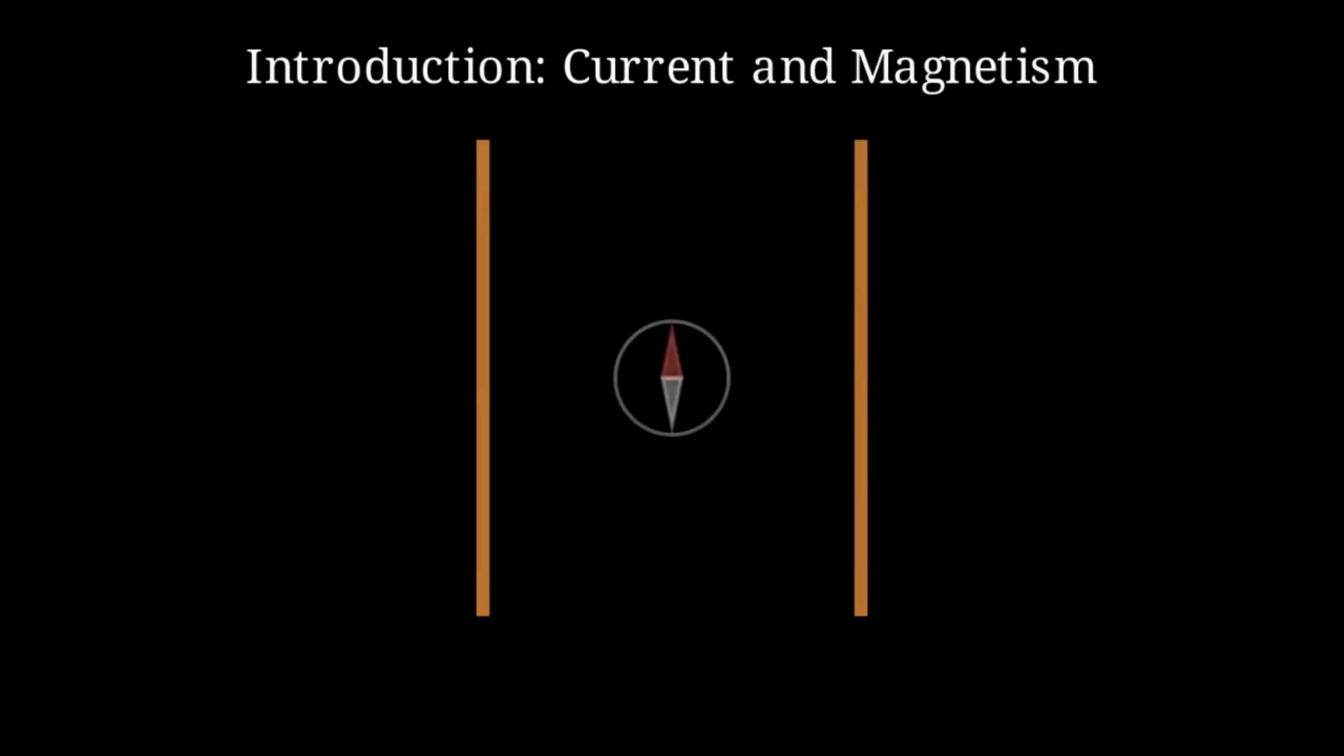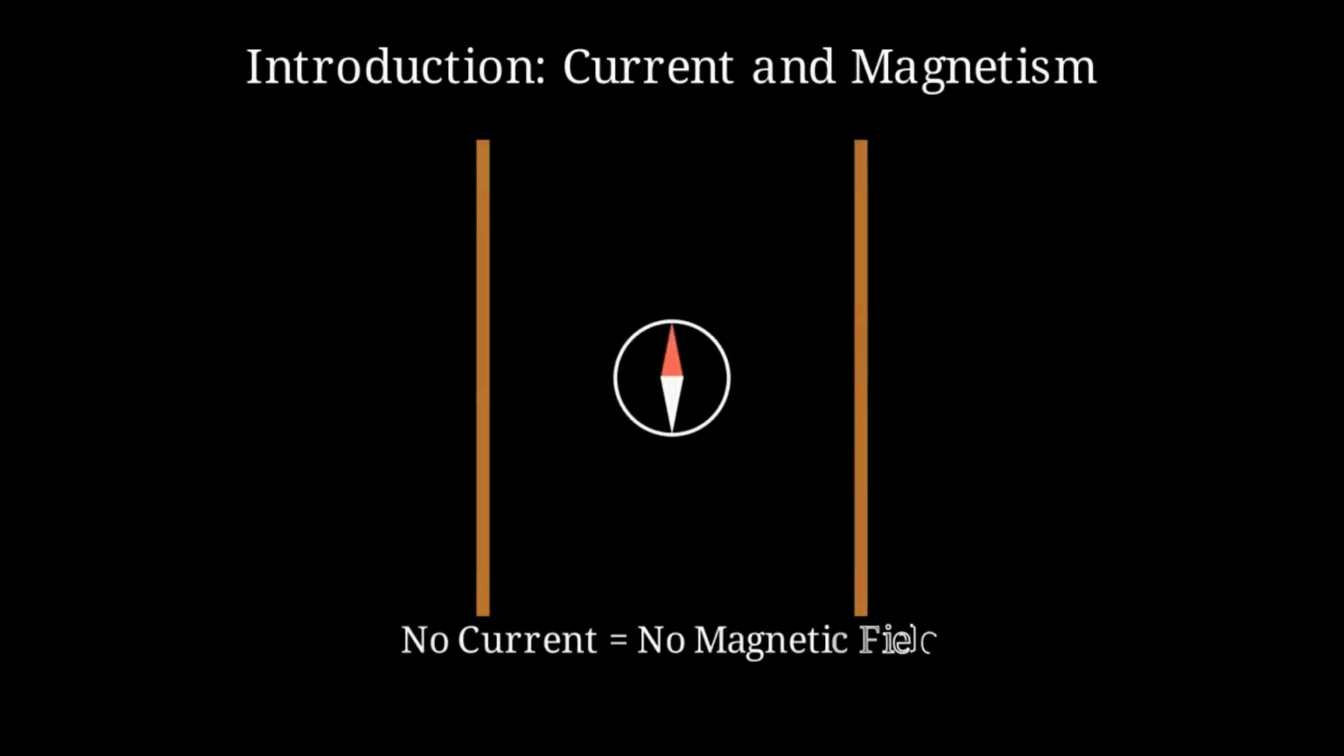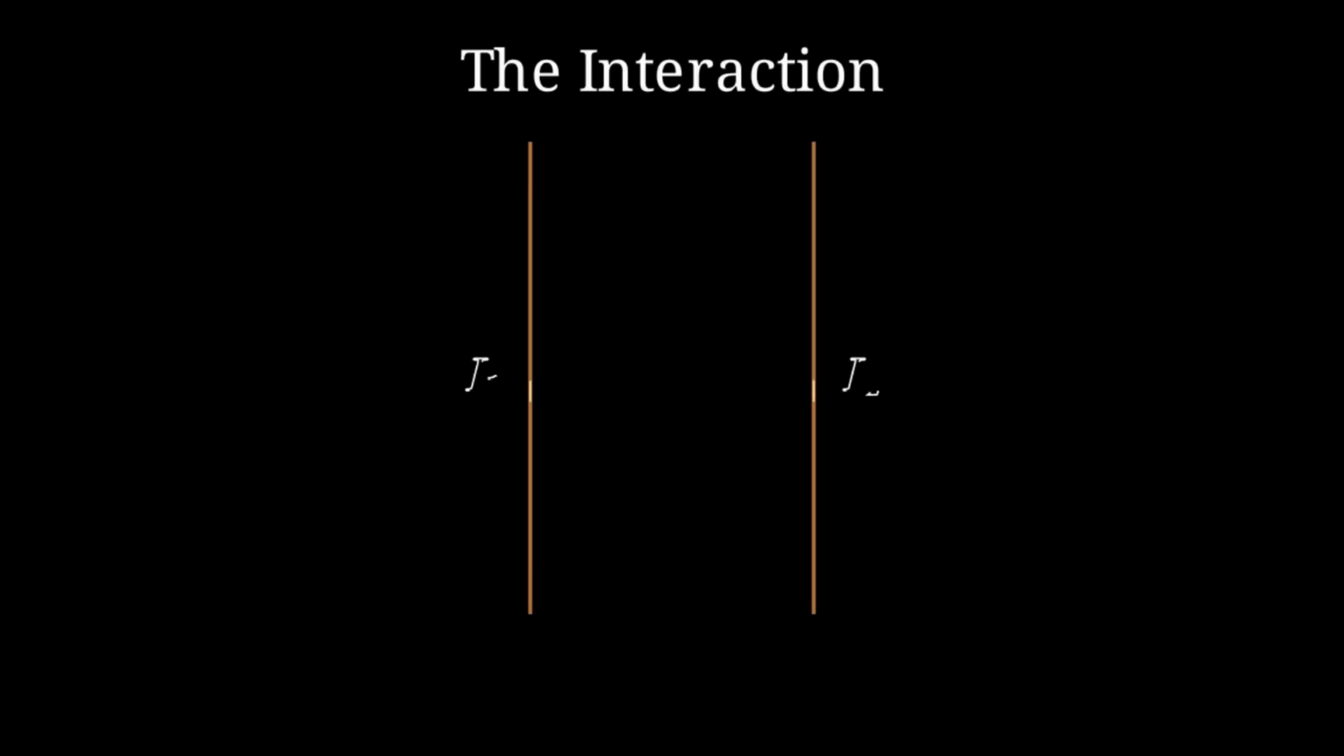Have you ever wondered how power lines interact with each other? We know that electric currents create magnetic fields. When two current-carrying wires are placed side by side, they exert a measurable force on one another through their overlapping magnetic fields. This phenomenon is a fundamental principle of electromagnetism.